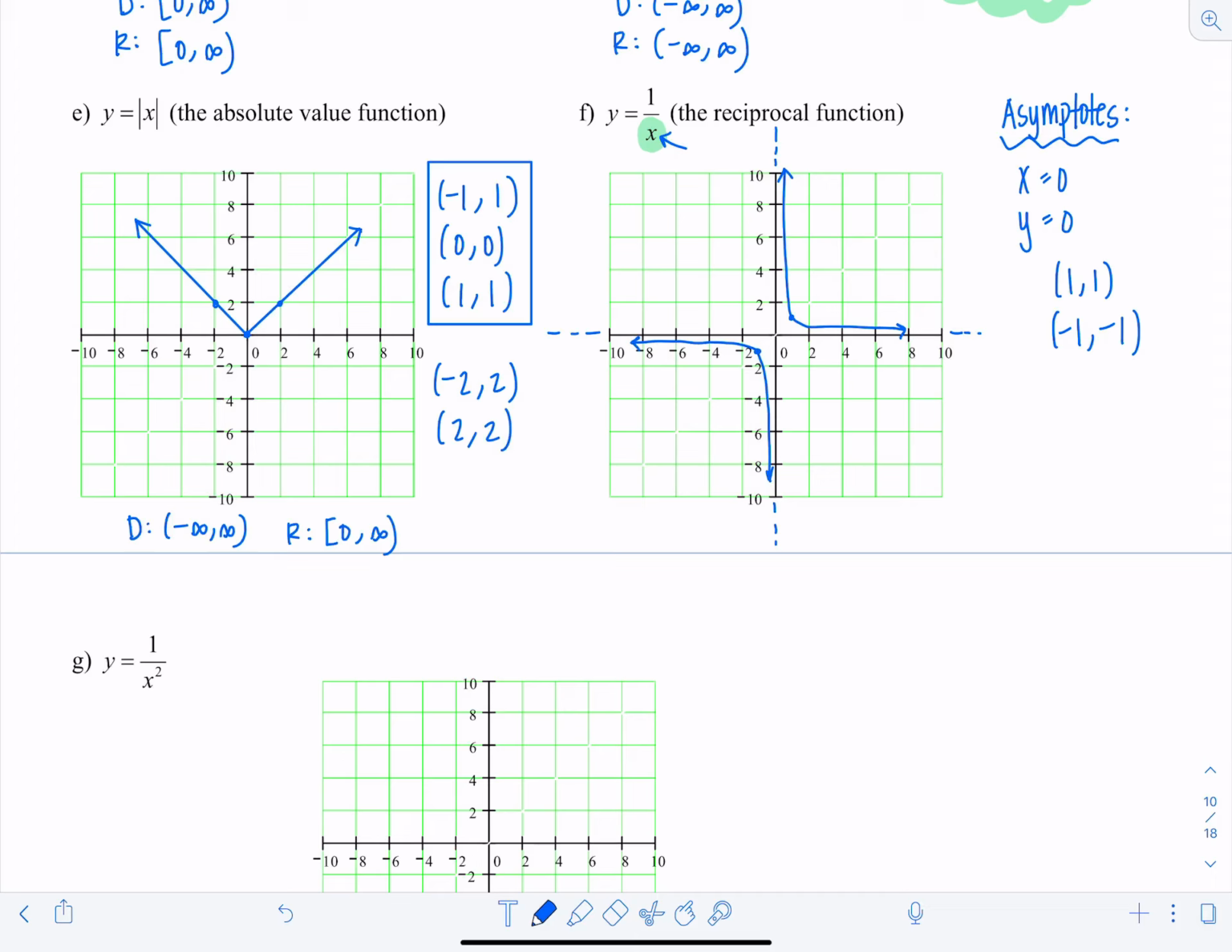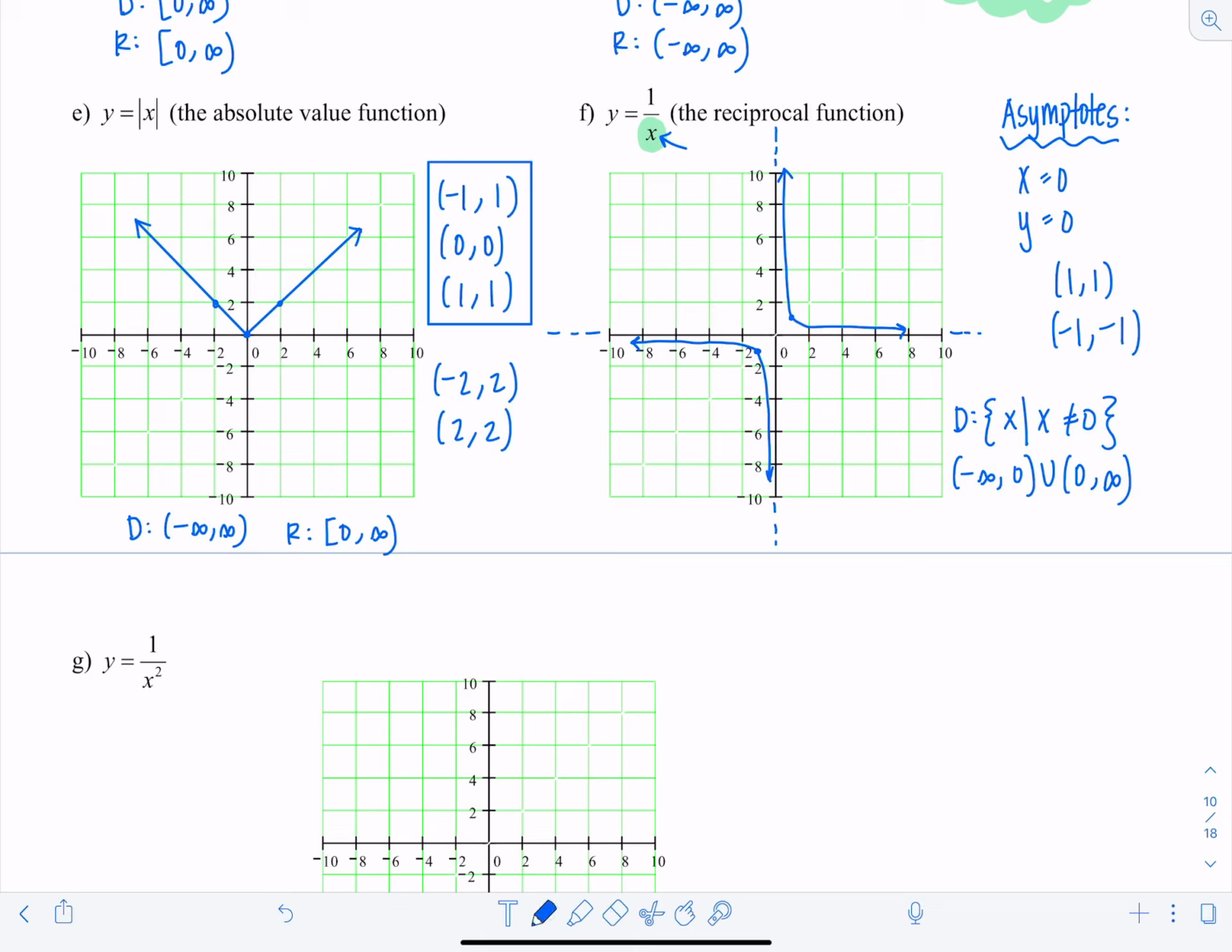Got it? The domain, you could write it one of two ways: x such that x doesn't equal 0. Or do you remember how I showed you before to write it in interval notation? You go negative infinity up until 0, but don't include it. But don't put glasses on it either. Oh my goodness. Okay. Union 0 to infinity, right? You just skip over 0.